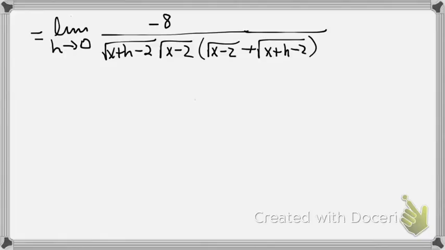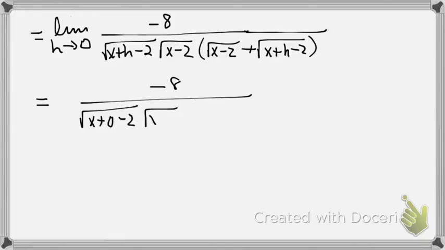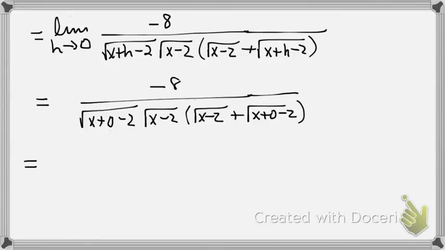But what can I do now? I can use direct substitution. So now I have just negative 8. That's now going to be square root of x plus 0 minus 2, square root of x minus 2, parentheses, square root of x minus 2, plus square root of x plus 0 minus 2. Now if I drop the zeros, I have a whole bunch of square roots of x minus 2.